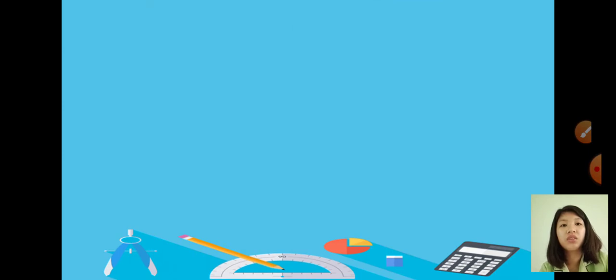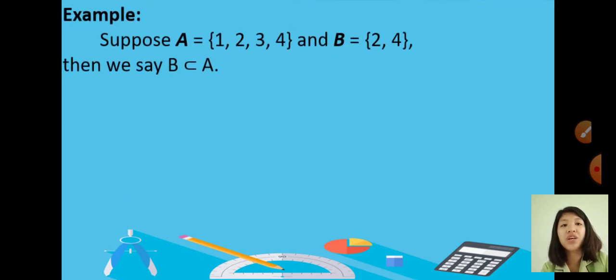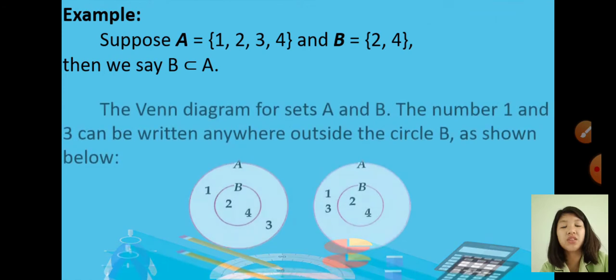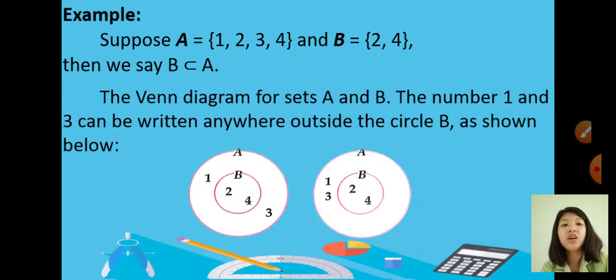So, dito, example, suppose the elements of set A are 1, 2, 3, 4, and the elements of set B, we have 2 and 4. Then we say B is a subset of A. So, ayan, yung Venn diagram. So, in the Venn diagram for sets A and B, the numbers 1 and 3 can be written anywhere outside the circle B as shown below.